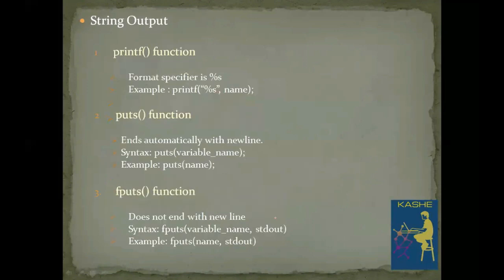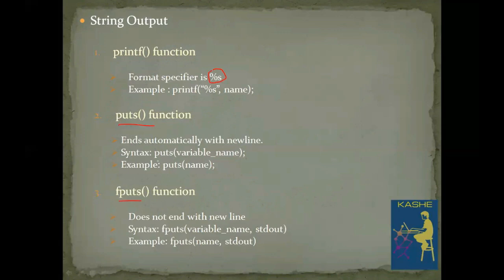How can you output this string on the monitor? The first thing is the printf statement. By using the printf function, we can display this string on the monitor. While using this printf function, we can make use of format specifier %s. And then we have 2 more options, puts and fputs. Puts and fputs also can be used to display your string on the monitor.